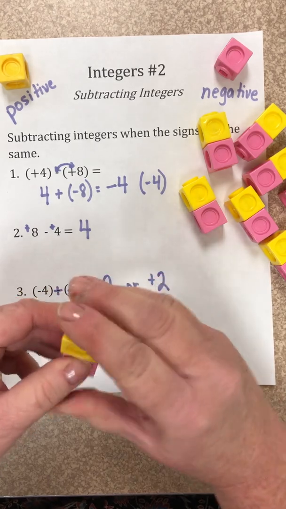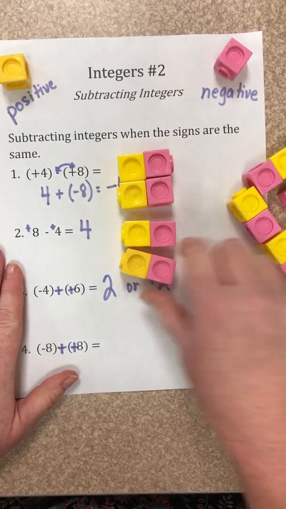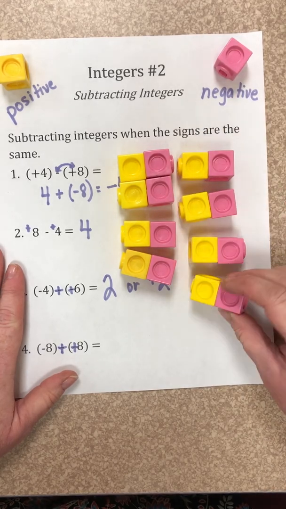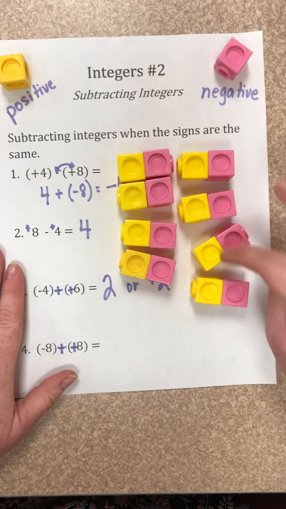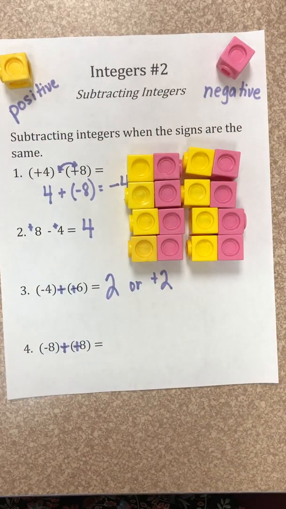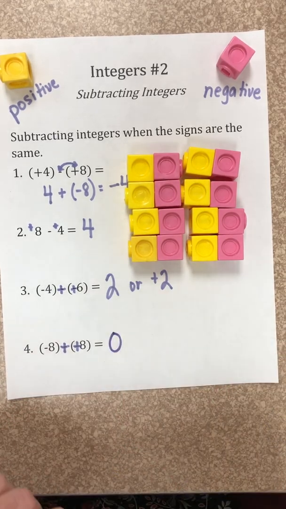Positive 1, negative 1, pair up, make 0. Well, look, I have these 0 pairs. That's what these are called. These are 0 pairs, and I have 1, 2, 3, 4, 5, 6, 7, 8, 0 pairs. What do I have left? Do I have any other cubes left? No. So the answer is 0.